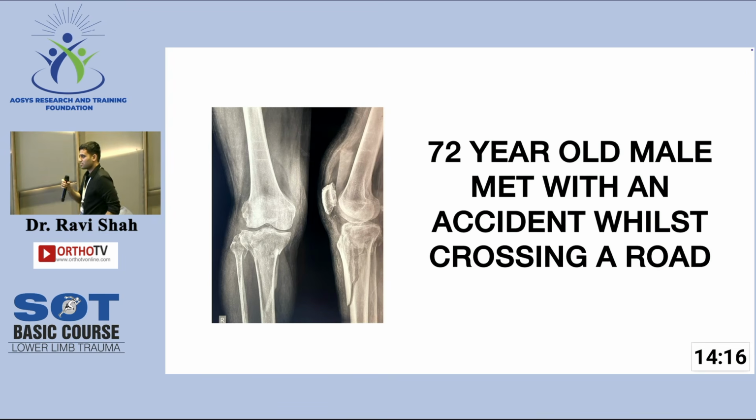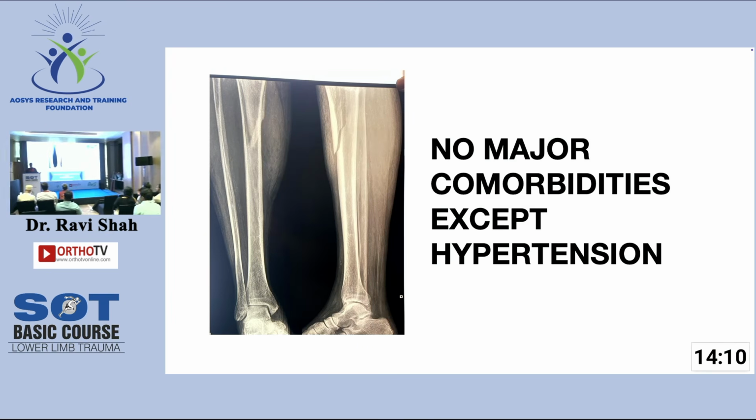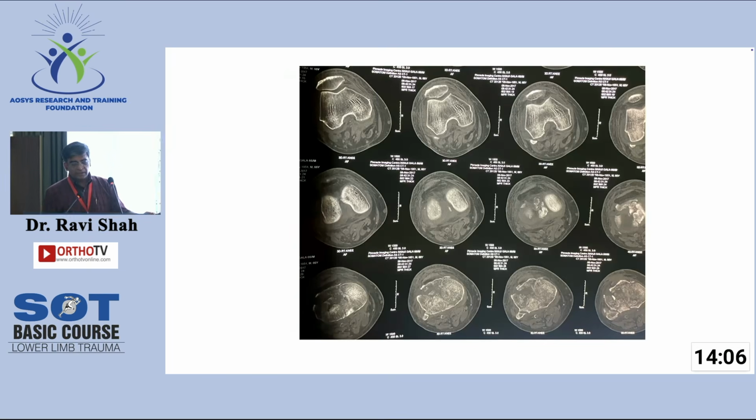Okay. No major comorbidities, and that's the full length X-ray. We are doing one joint below also. Hip is normal. Okay, so fair enough. You ask for a CT, you get a CT. These are the axial cuts.